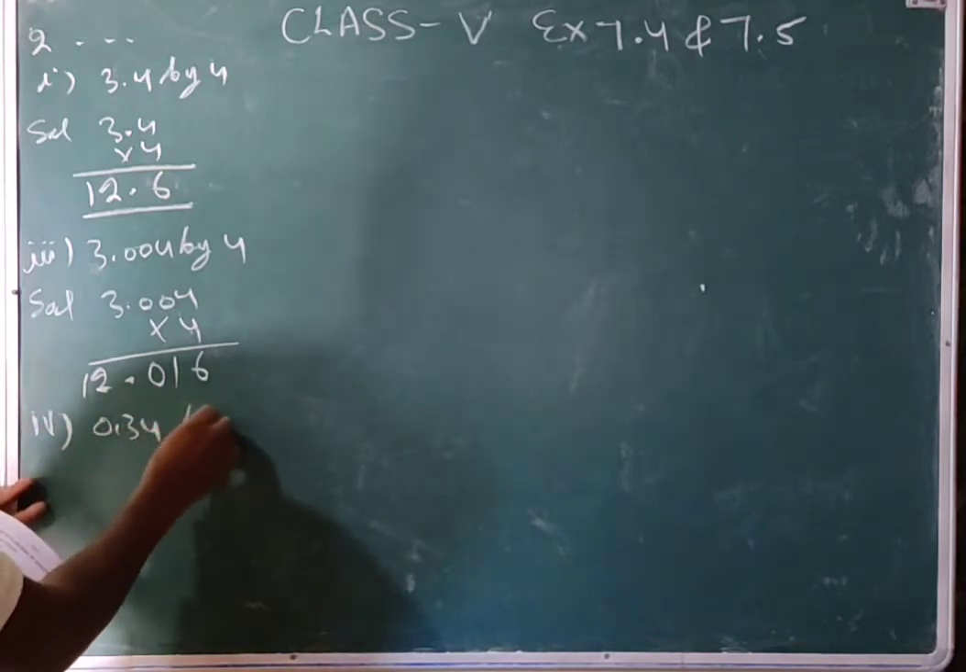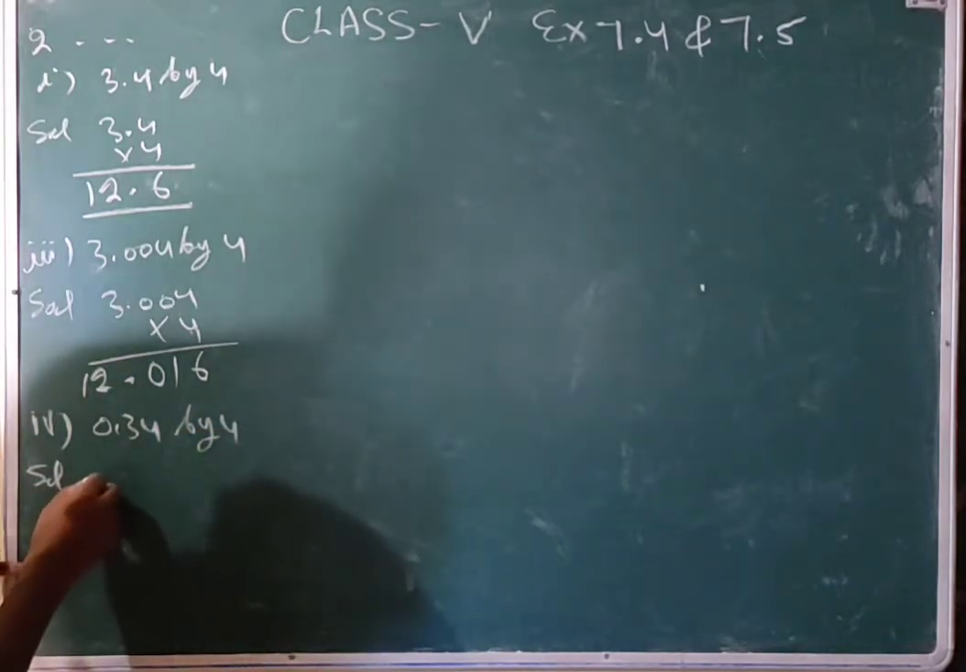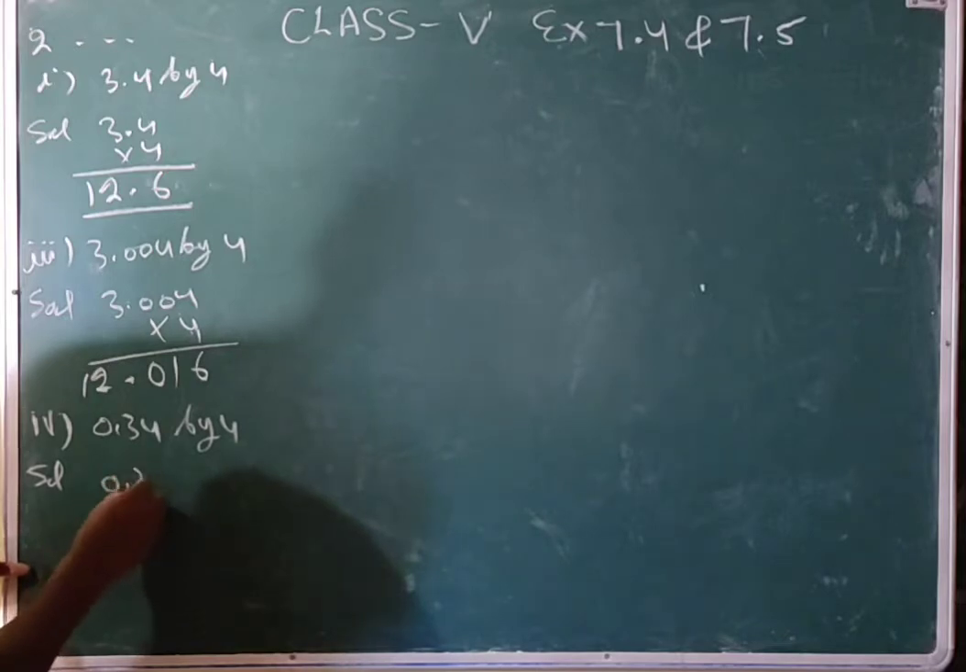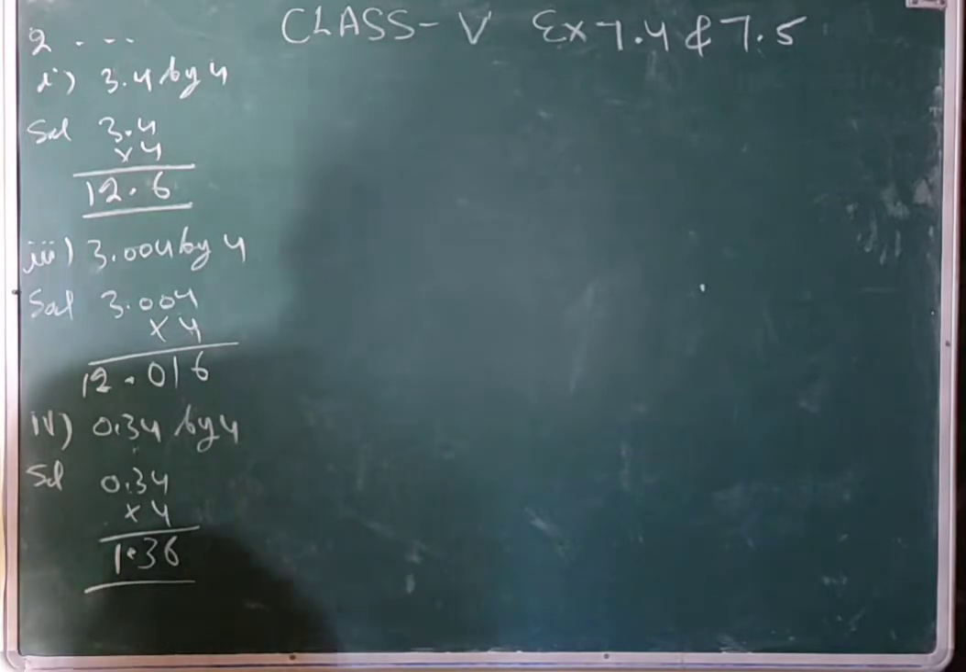0.34 by 4. So that solution will be 0.34 multiply by 4. 4 4s are 16, carry 1, 4 3s are 12, 1, 13, and then decimal. This will become decimal.